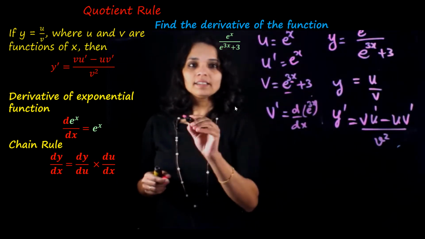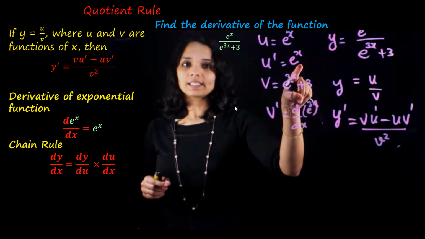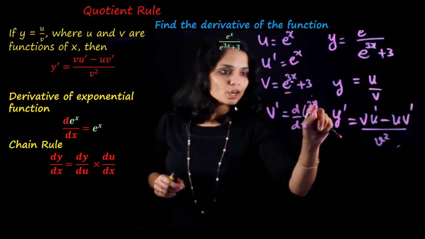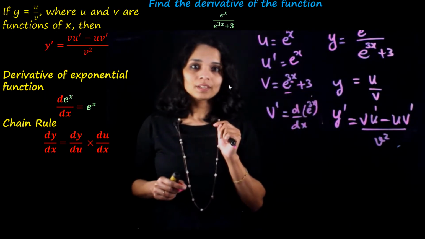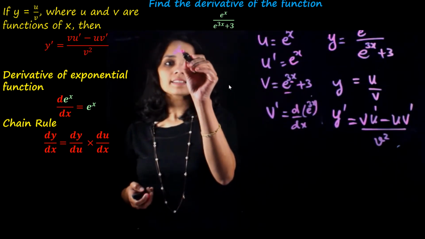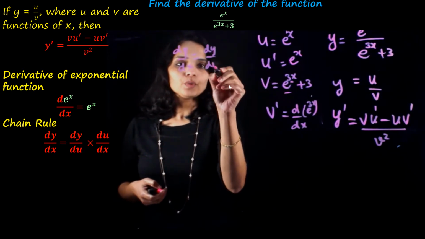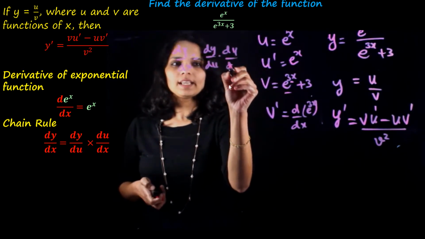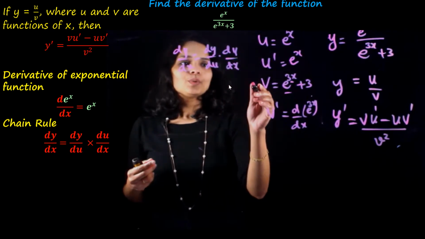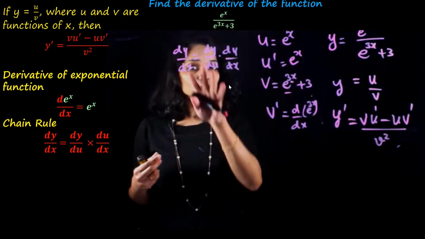So we need to find the derivative of e to the power 3x. It's not as simple as this one because the coefficient of x is 3. We need to apply the chain rule. So the chain rule is dy on dx equals dy on du times du on dx.